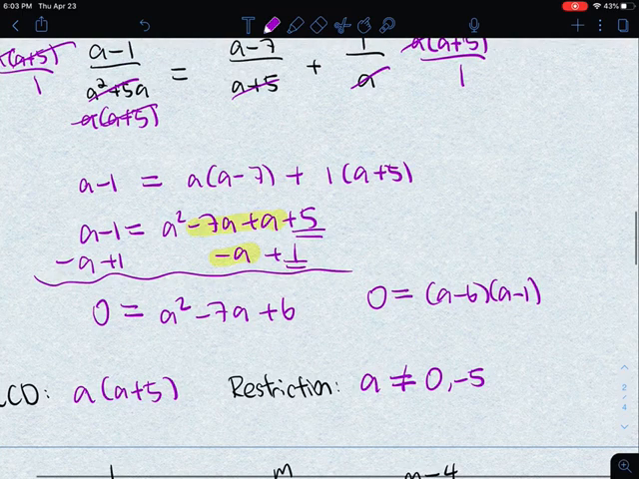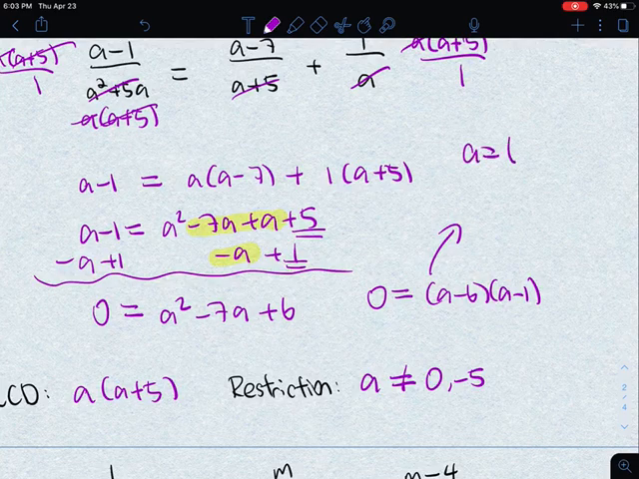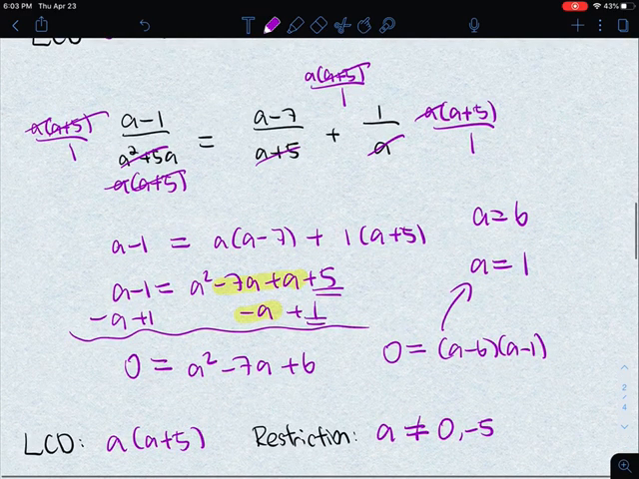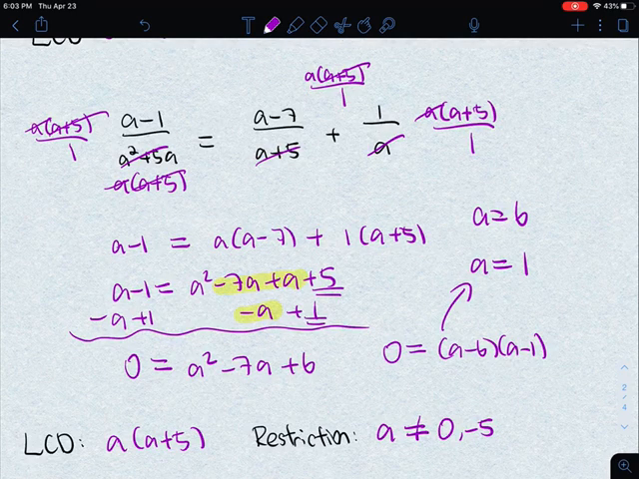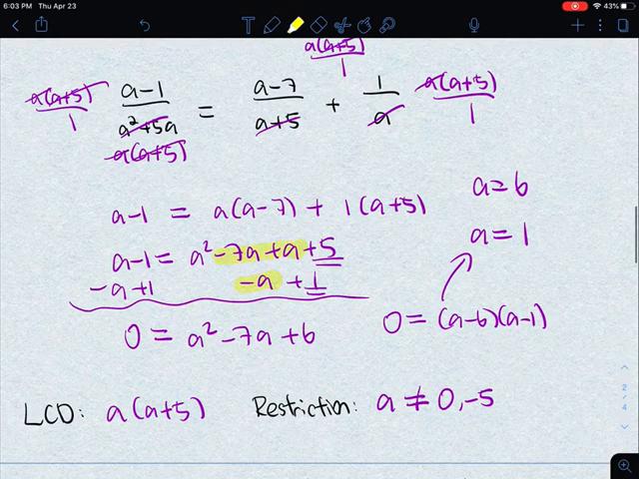They add up to negative 7 and multiply to 6. So then what do I get? I get a equals 6 or a equals 1. But again, we still have to do step 5, which is check for extraneous solutions.